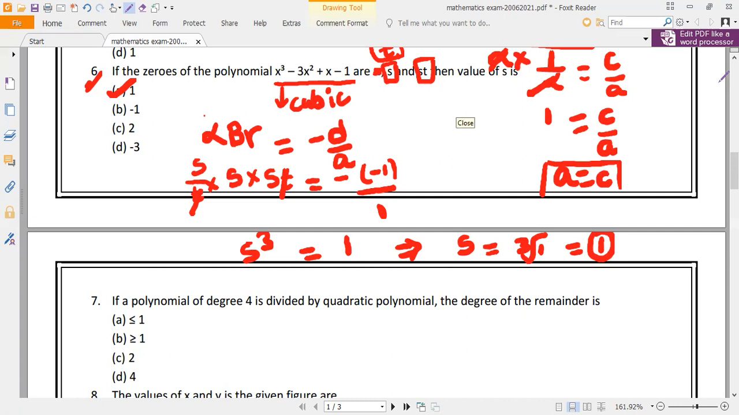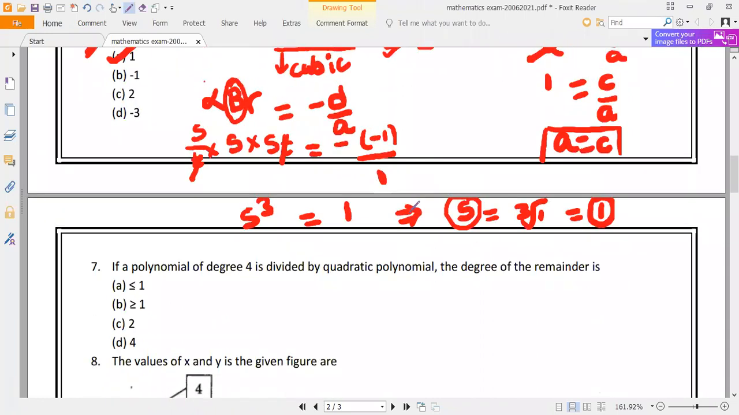Ma'am, does s mean the d value? What is our s value? S means beta, not d. Beta value. Okay?